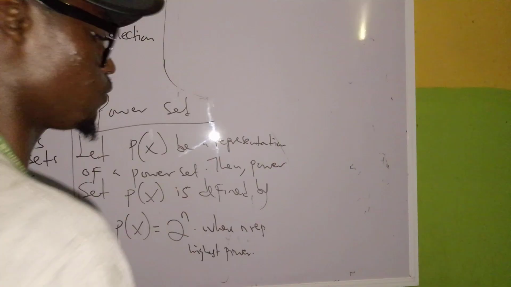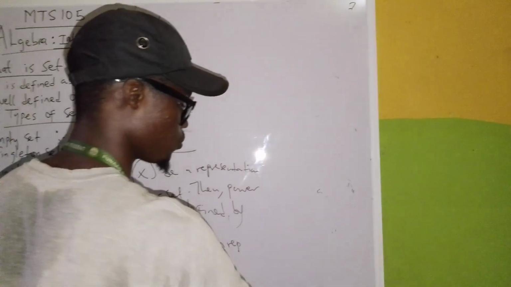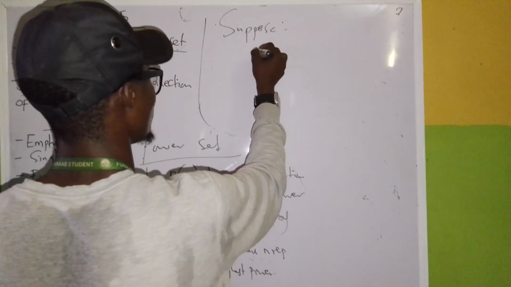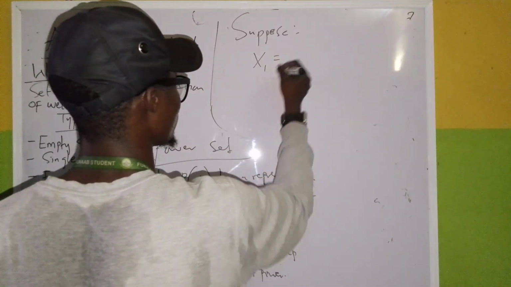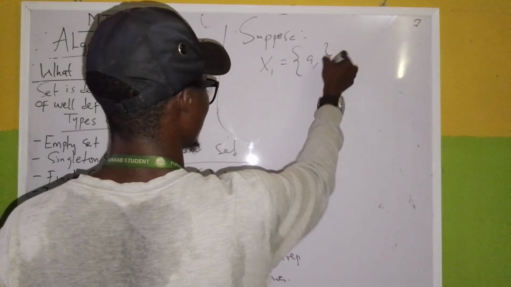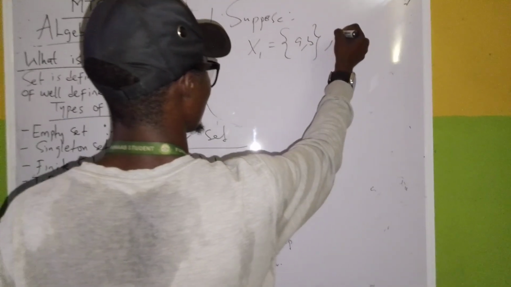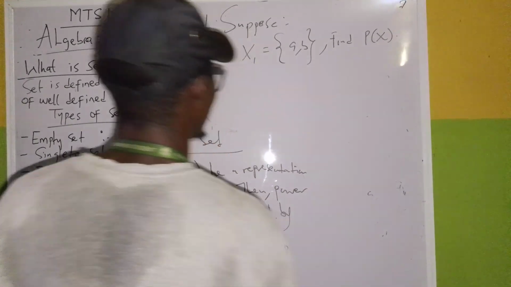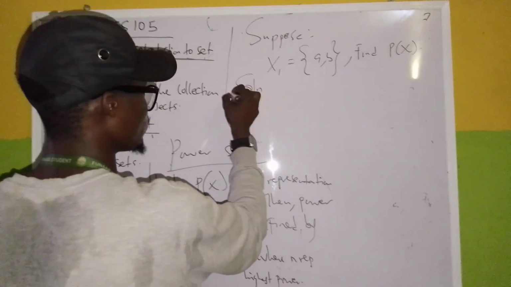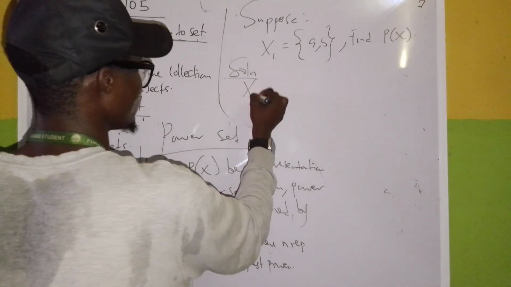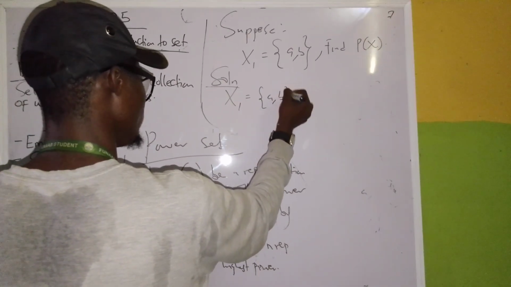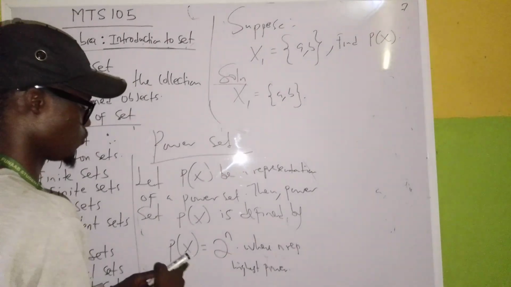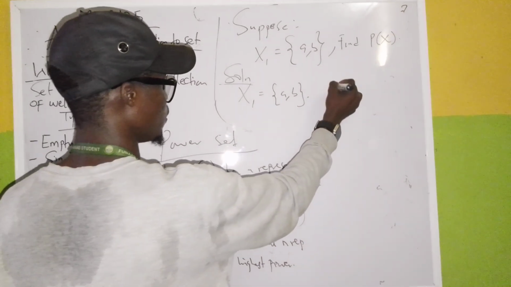Alright, so let me give the last example for today. Suppose that X1 is equal to A, comma B. Find the power set. Solution. Alright, so we are given this set, and we want to find the power set. How do you find the power set? But let's approach the formula first. How many elements do we have here? The number of elements is 1, 2.